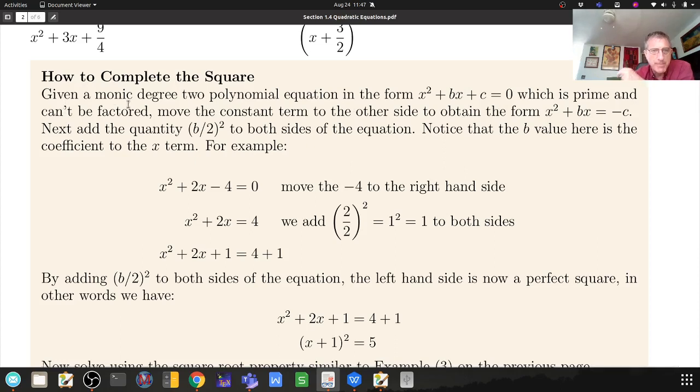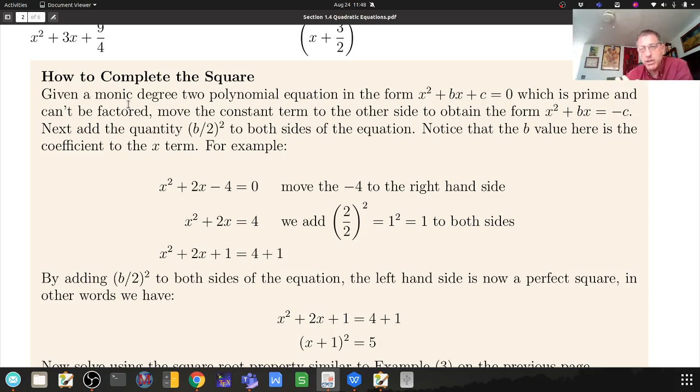Given a monic degree 2 polynomial in the form x squared plus bx plus c equals 0, which is prime. That means it can't be factored, so we can't use our factorization methods to solve it. How do you know that?